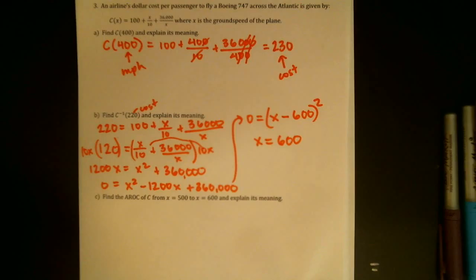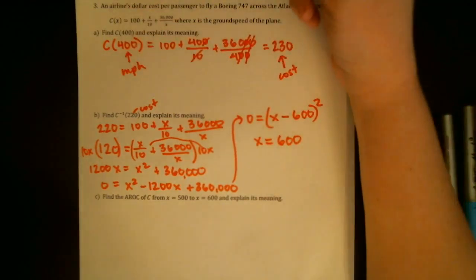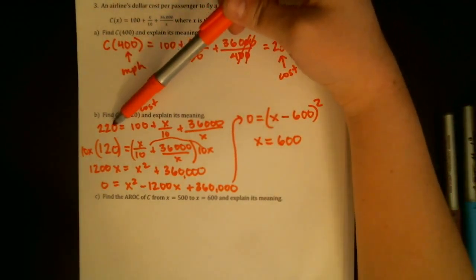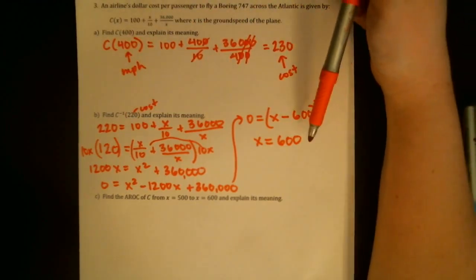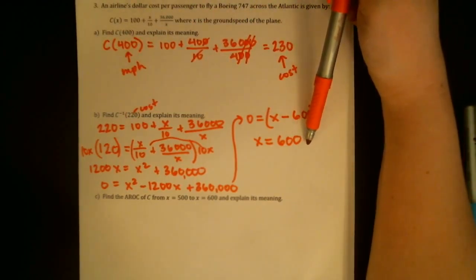So to explain its meaning: if we want the dollar cost per passenger to be $220, we need the plane to have a ground speed of 600 miles per hour.